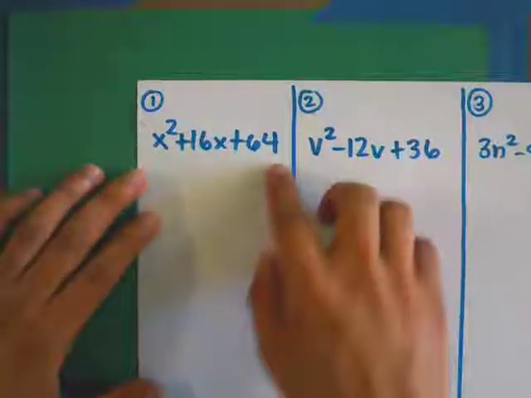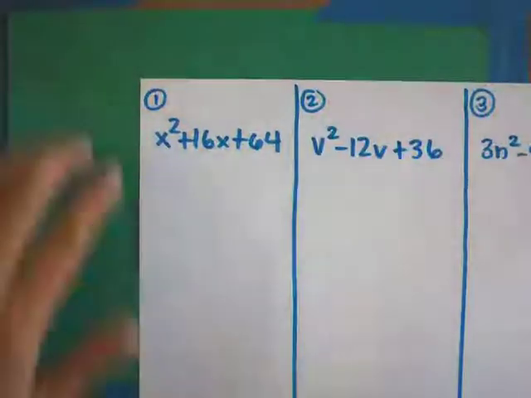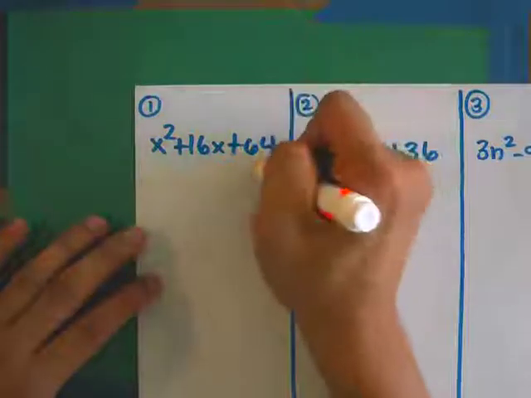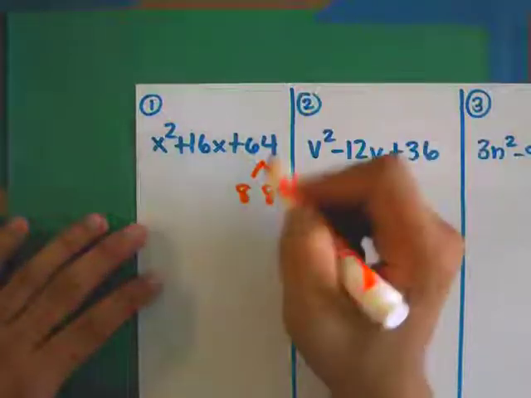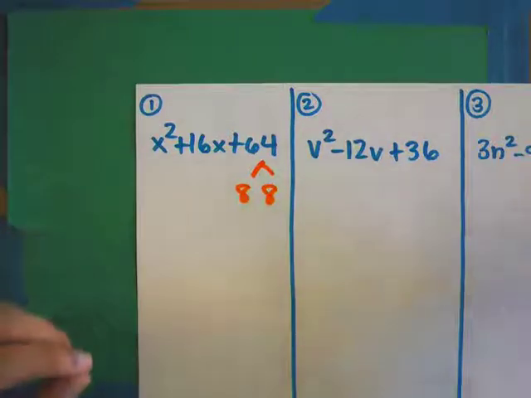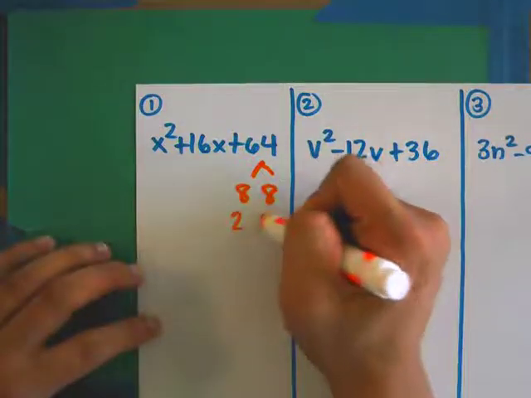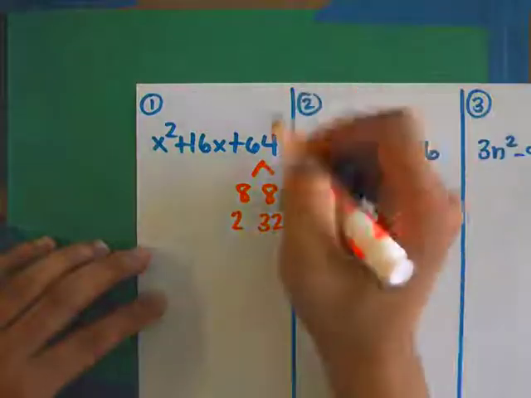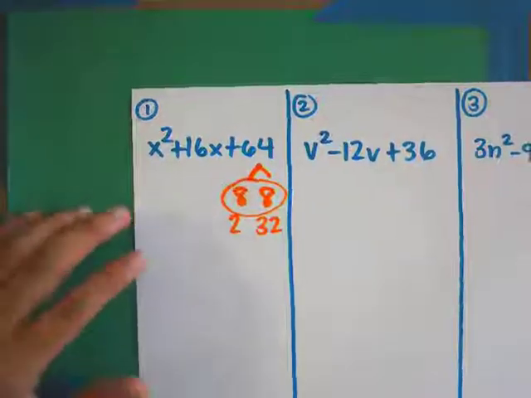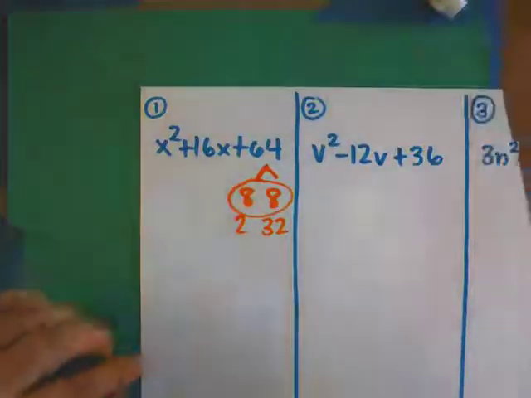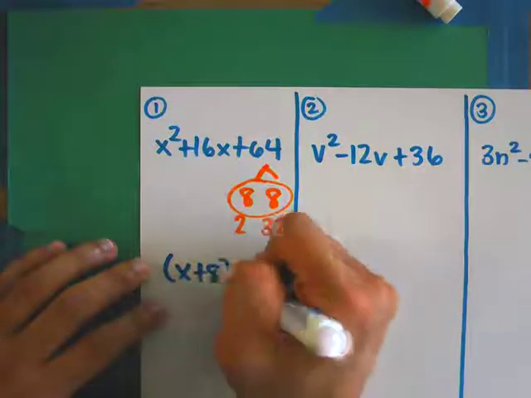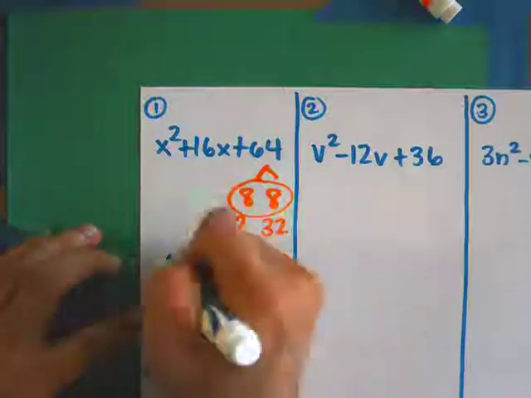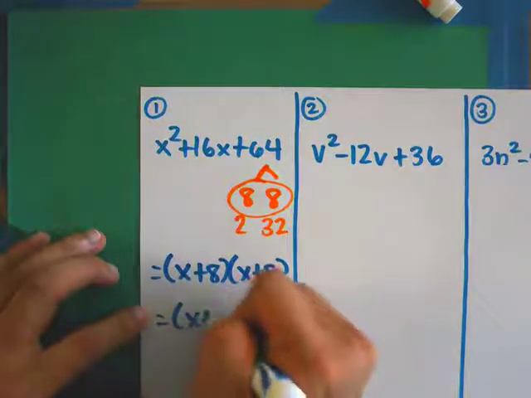So let's start off with number 1. There's a 1 over here, so really what two numbers multiply to 64? I can only think of 8 and 8. And sometimes there is 2 and something else too, like 32. But sometimes the first thing that you think of is probably the correct answer. So 8 and 8, because they also add up to 16. And so this is going to be x plus 8 times x plus 8. And then you're just going to write this as x plus 8 squared.